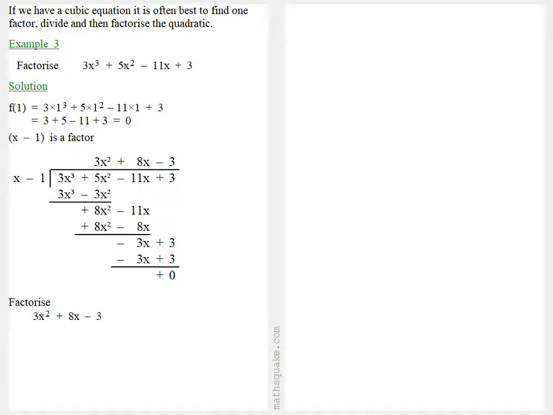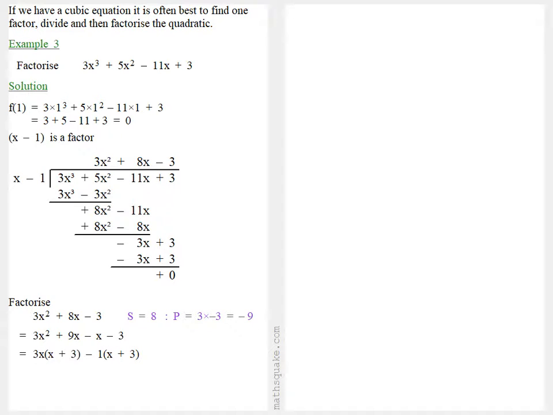We now try to factorize 3x squared plus 8x minus 3. Now this is slightly harder because it's got a number in front of the x squared. So we look for two numbers that have a sum of 8 and a product of 3 times minus 3, or minus 9. Now those two numbers are 9 and minus 1. So we split up the middle term, the 8x, into 9x minus 1x. That gives us 3x squared plus 9x minus 1x minus 3.